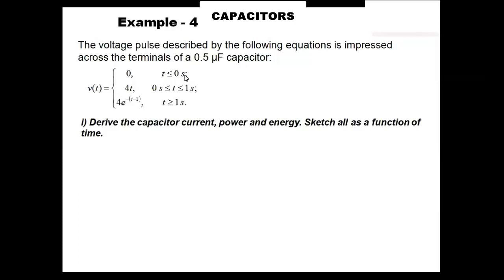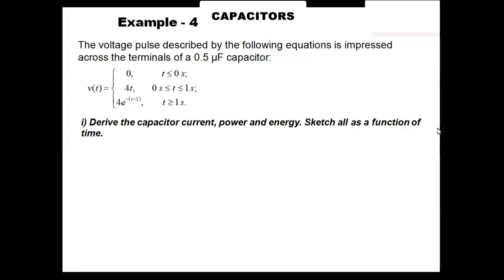So you can see that we have voltage described in the time domain, and then we can see the respective times here. Now, before I continue, if you have any questions, you can just send me a message. So the question says, derive the capacitor current, capacitor power, and capacitor energy, and then sketch all as a function of time. Once we find the capacitor current, we're going to sketch it as a function of time, and the same goes for the power and the energy.